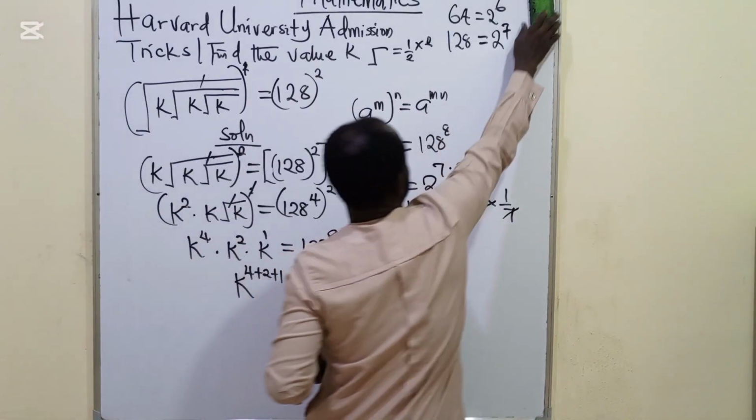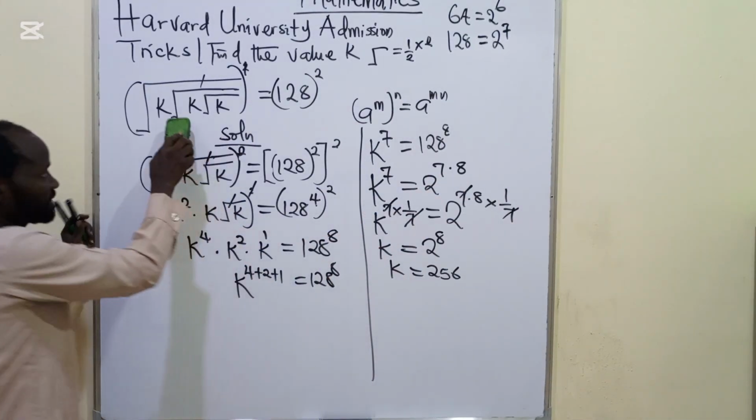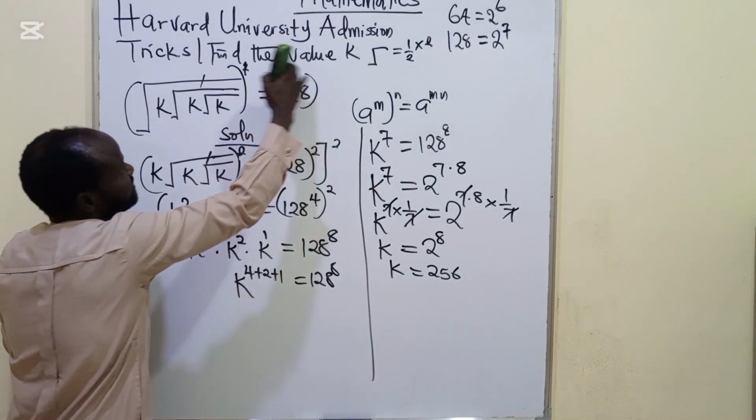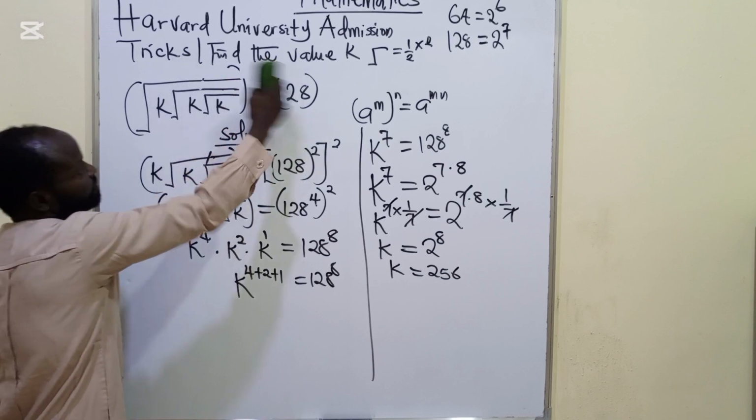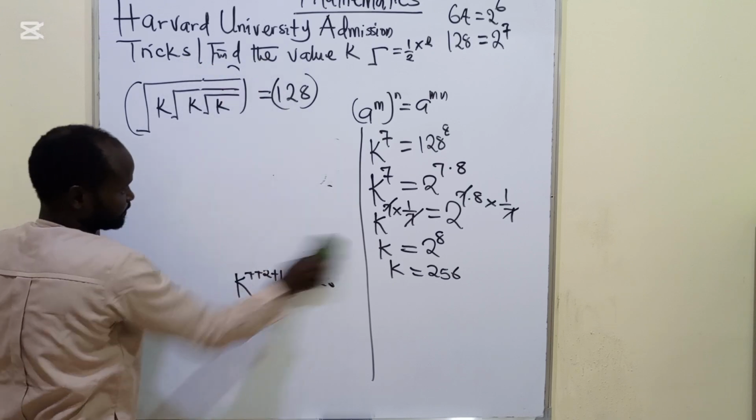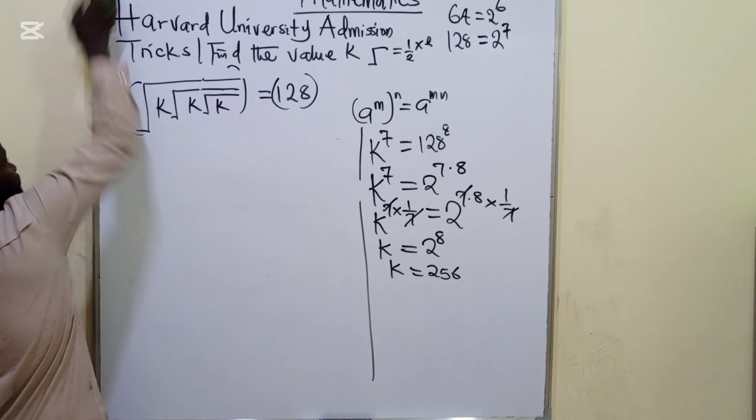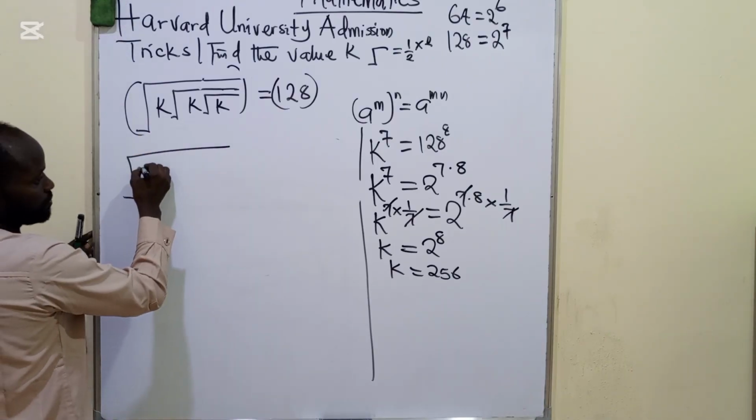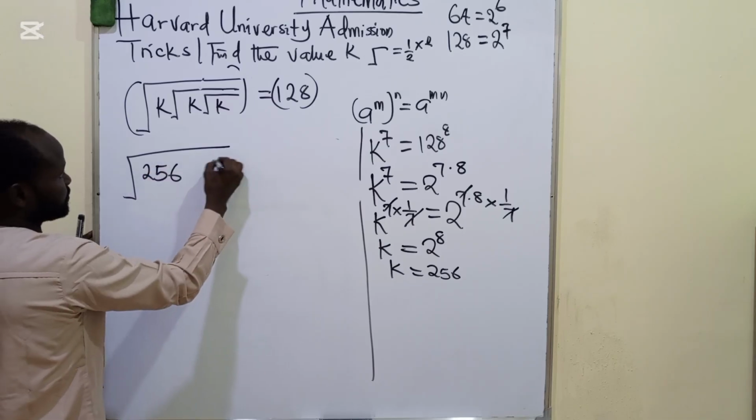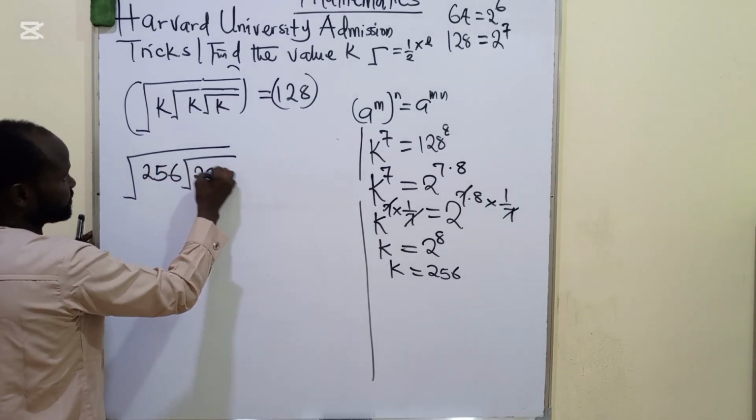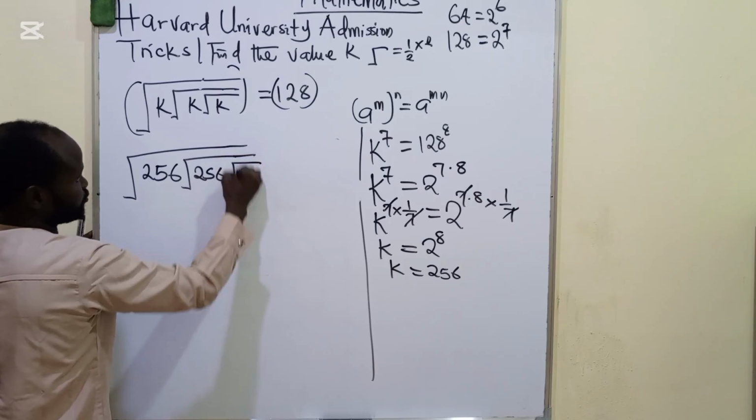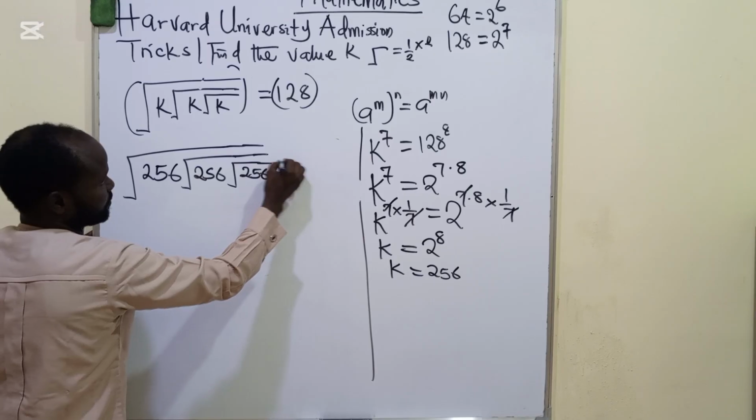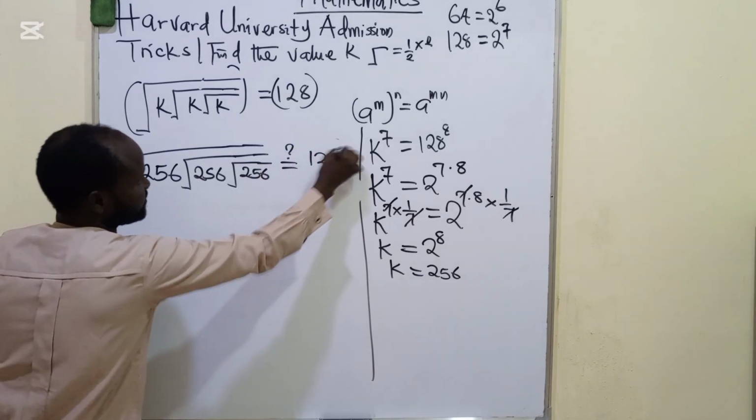Let's see whether it is true. If we substitute back the value of k into this left hand side, will our answer be equal to 128? Let's see. This is what we have from day 1. So let's click here to check. To check now, let's plug the value of k back. This will be root 256, then root 256, then root 256. Will it be equal to 128?